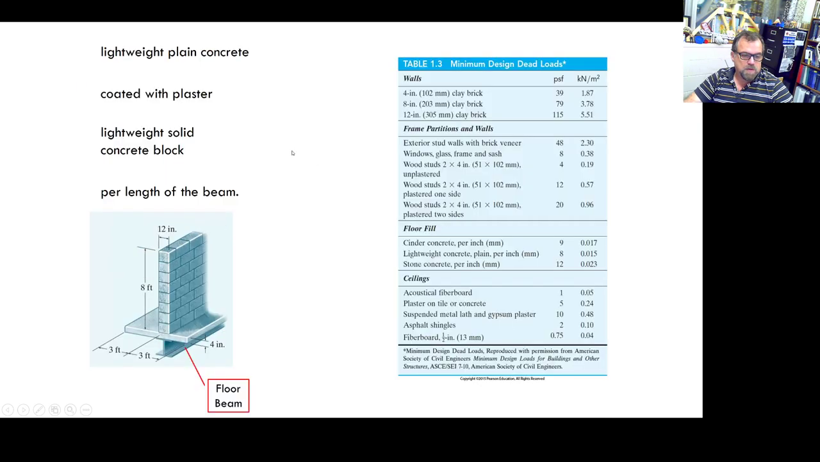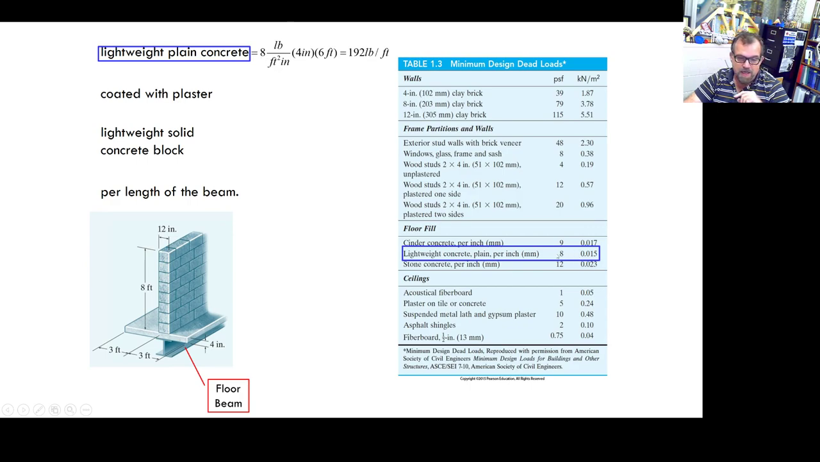Good. So first, lightweight plain concrete. So we come here, we have tables, and in that table, we look for lightweight concrete, plain, per inch. Look at that, per inch. So this is a weight of 8 pounds per square foot per inch. Now in this case we have 4 inches. That means that we have to multiply 8 pounds per square foot per inch by 4 inches.